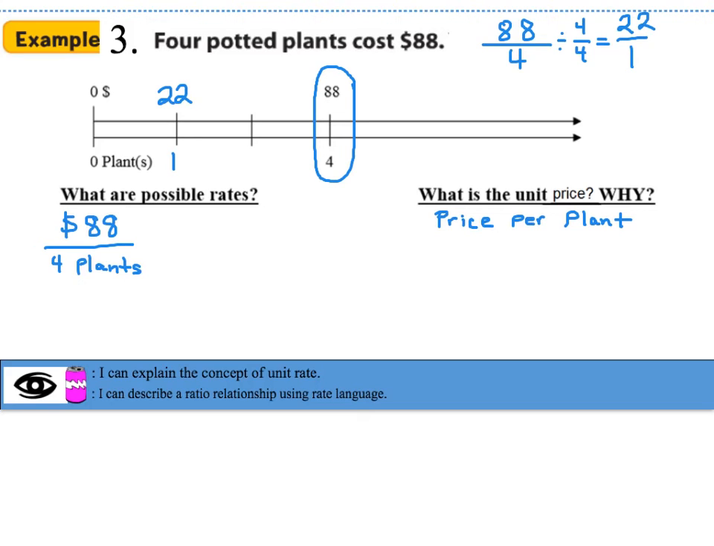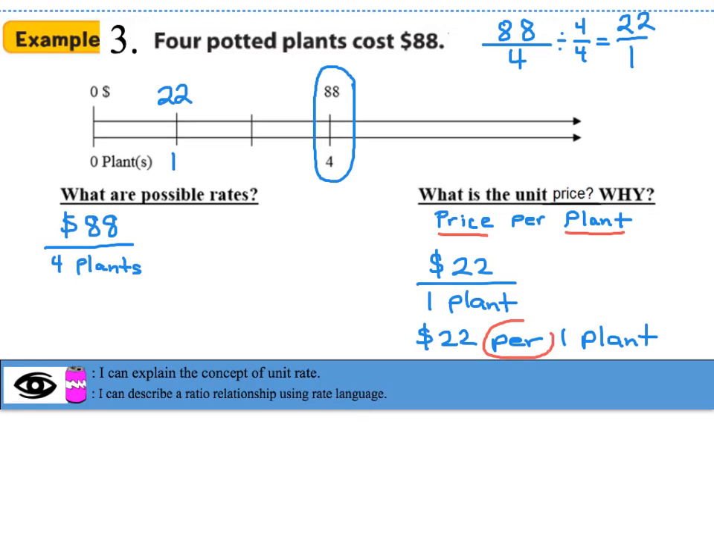And once again, the reason why I place 88 on the top is because price should come first and plants should come second. So I can write $22 over 1 plant. I could write $22 per 1 plant. Notice I have the word per, which means rate. The other part of this question is asking, why is this a unit price? And the reason why this is a unit price is because the denominator is equal to 1.